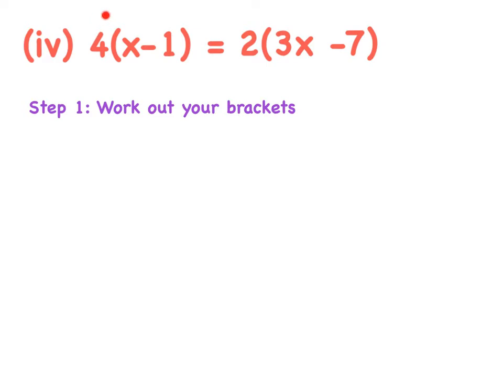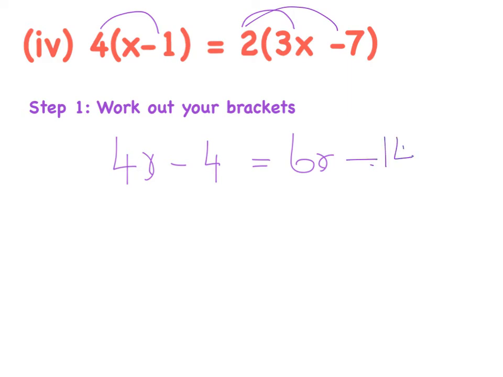So obviously we're multiplying 4 times x gives me 4x, and 4 times minus 1 gives me minus 4 equals 2 times 3x gives me 6x, and 2 times minus 7 gives me minus 14. Now I have a letter, a number equals a letter and a number. So I've got a bit of rearranging to do. Remember, I want letters equal numbers. So this first thing I can see on the wrong side is this minus 4. How I'm going to get rid of that is I'm going to add a 4 to both sides.